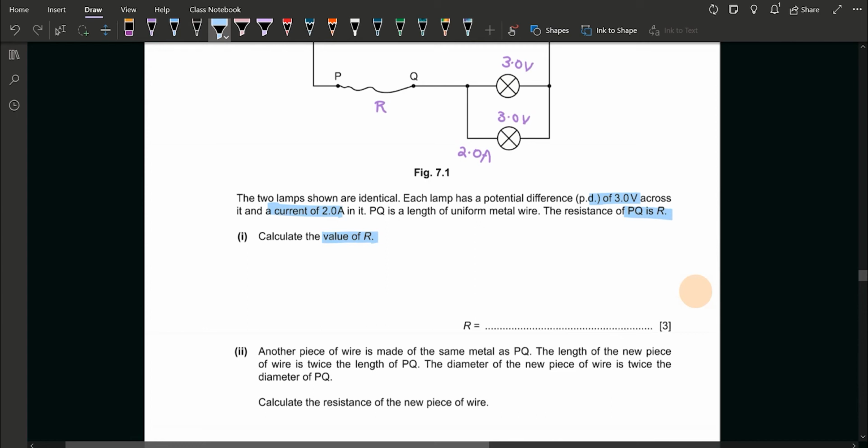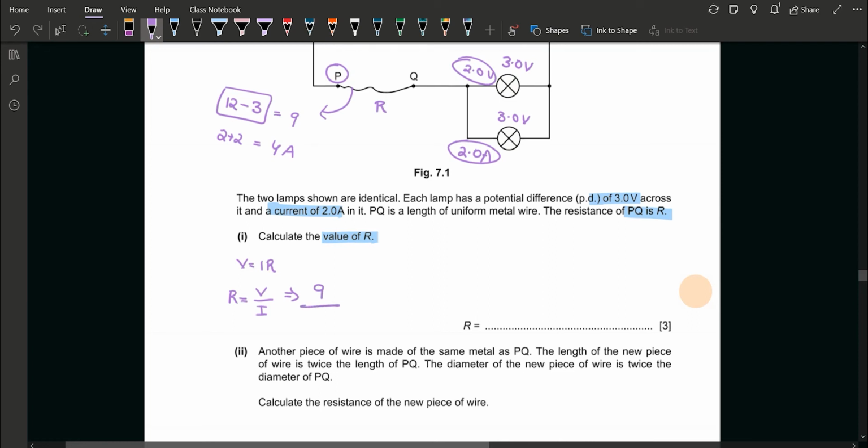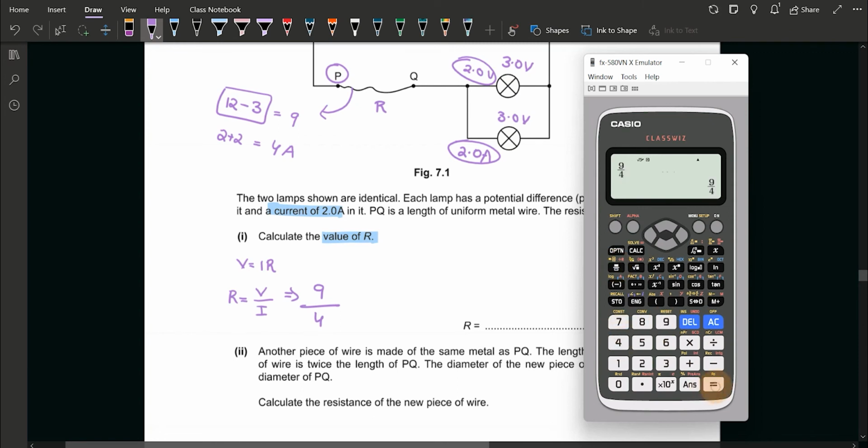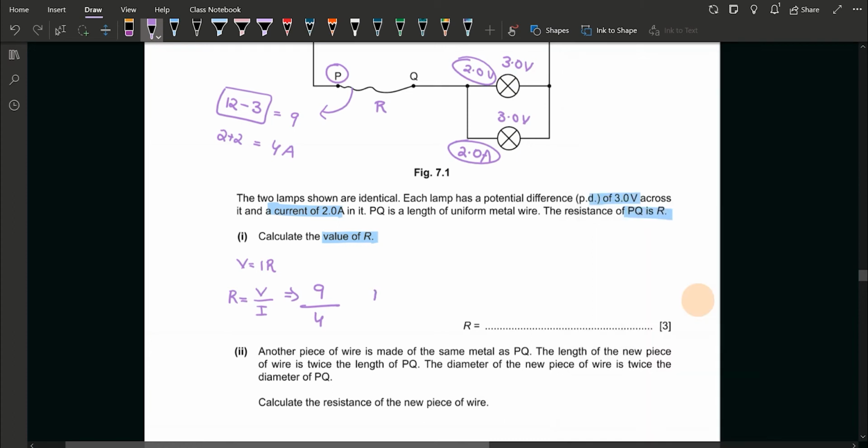Part I says calculate the value of R. For calculating the value of R, we know the formula V equals IR, and R is going to be potential difference divided by the current. The potential difference here is the total potential difference minus the potential difference in the lamp, which is 12 minus 3, which is 9. The current is going to be adding up here, 2 plus 2, which is 4 ampere. So our potential difference is 9 and our current is 4, and we can find a value which is 2.25, which is approximately equal to 2.30 ohms. Don't forget to write your units.